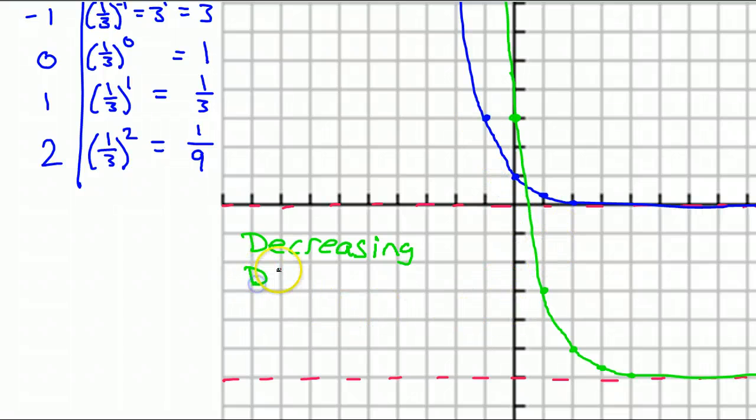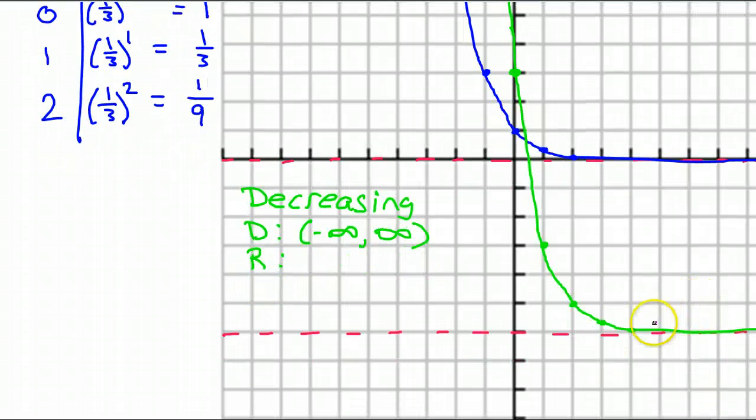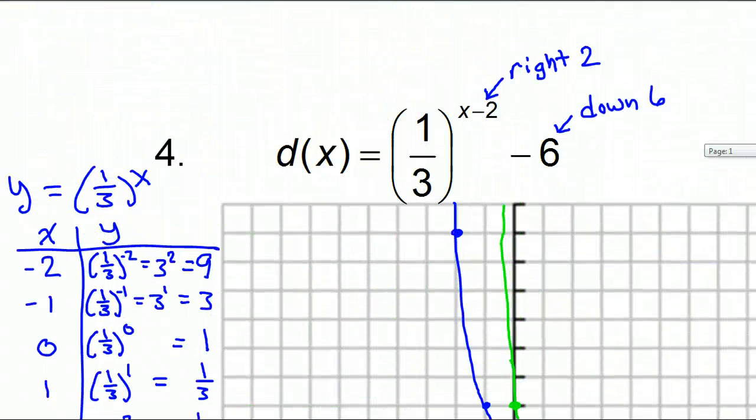So let's see. The domain is negative infinity to positive infinity. The range, well, that's the asymptote on up. So that's why the range is -6 to positive infinity. And the asymptote itself is y equals -6. Do not forget your y equals. Okay, so that was number 4.